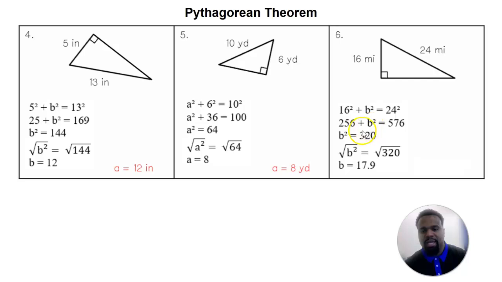We need to solve for b. So we'll move 256 to the other side. We're going to subtract. 576 minus 256 gives you 320. That's b squared. To find b, we do the square root. It's not a perfect square, but it's okay. We just want to round to the nearest tenth. So we do the square root of 320. That gives us approximately 17.9. So the length of this leg is approximately 17.9 miles.